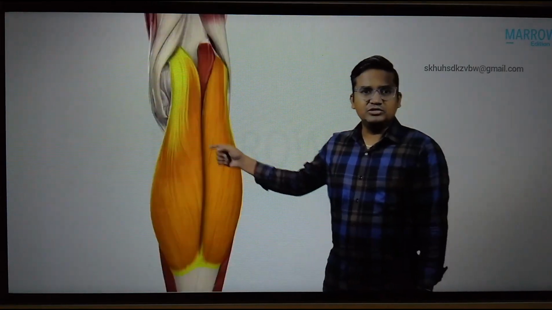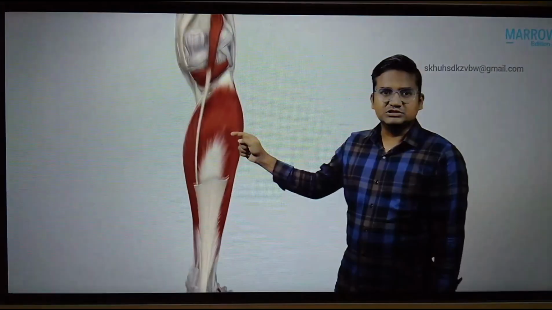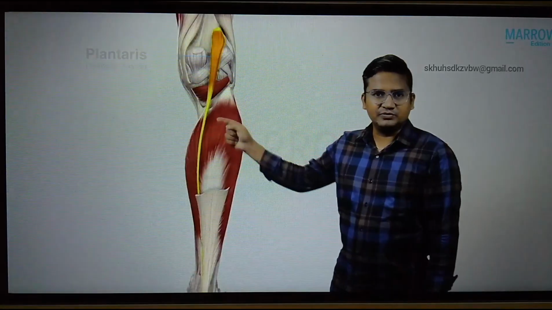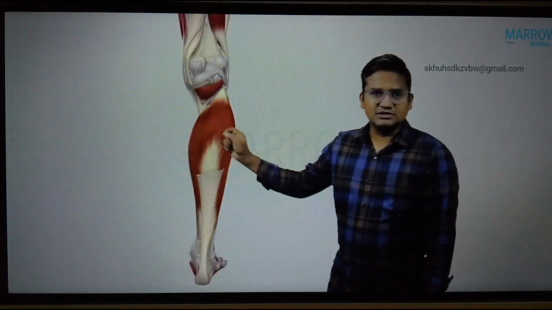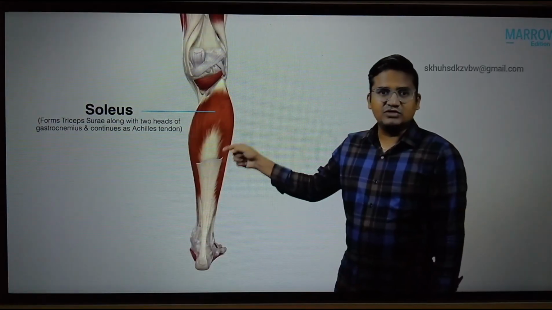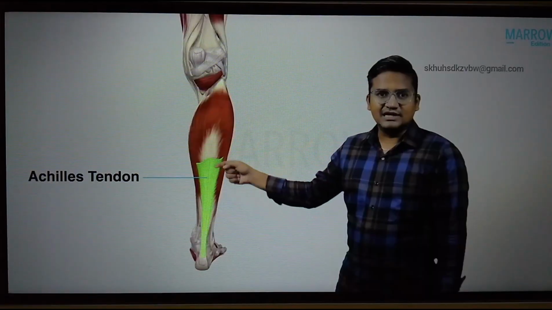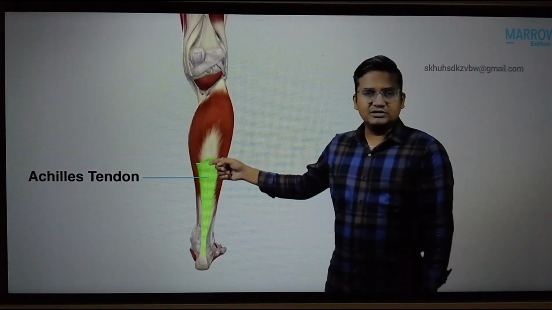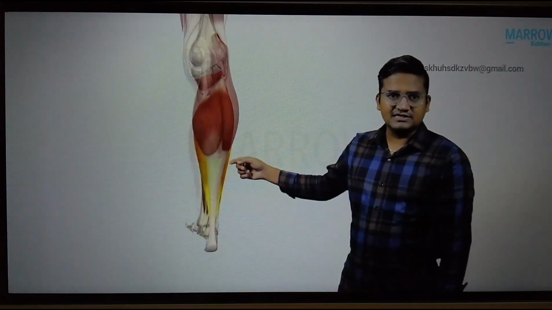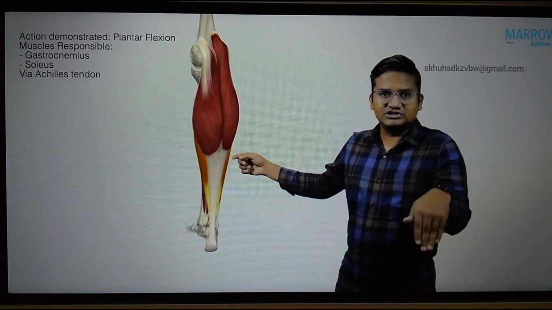Right. So now we're going to remove the gastrocnemius muscle, and we're going to see one small vestigial muscle, that is our plantaris muscle. We remove that too. And now we are seeing the soleus muscle. So soleus muscle along with the two heads of the gastrocnemius forms triceps surae, and they form the Achilles tendon. See here, that is the Achilles tendon. So Achilles tendon is formed by the two heads of gastrocnemius and soleus. Now see the action of soleus muscle along with the gastrocnemius, it is doing the plantar flexion.